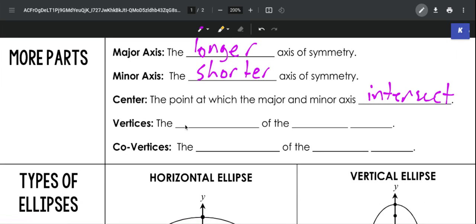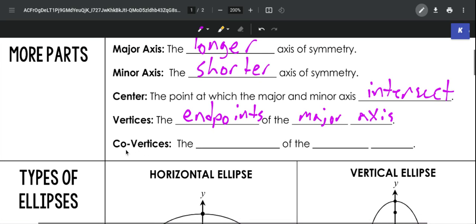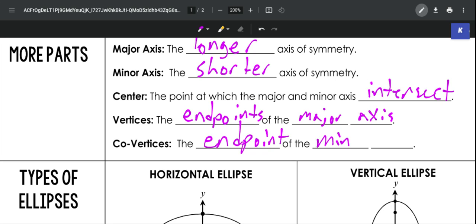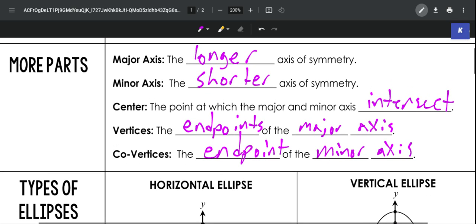And then here's how our vertices will work. We'll have vertices and co-vertices. The vertices will be the endpoints of our major axis, or longer axis of symmetry. The co-vertices will just be the opposite. They'll be the endpoints of the minor axis, or the shorter axis of symmetry. So those are all the parts we need to know.